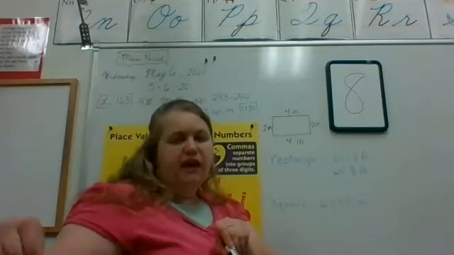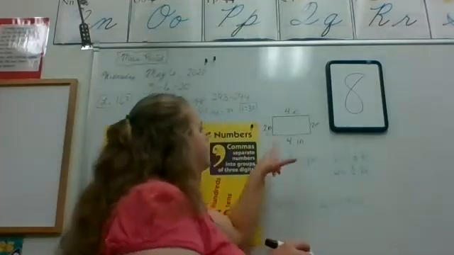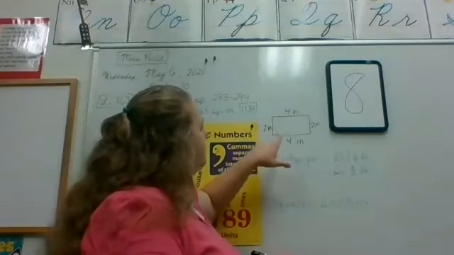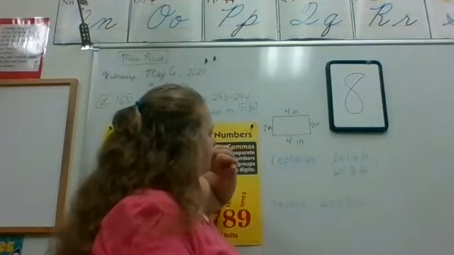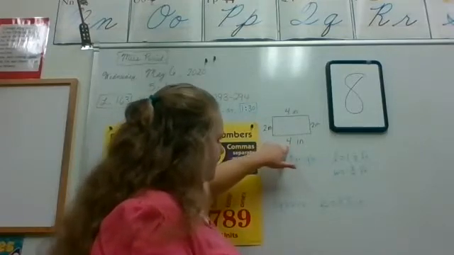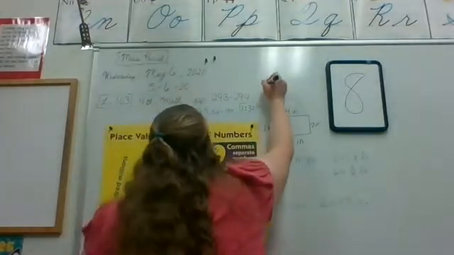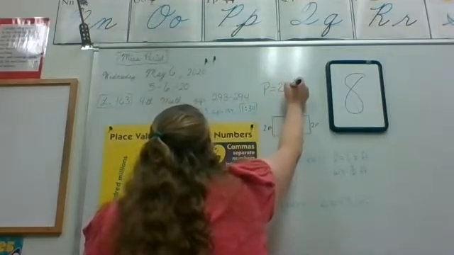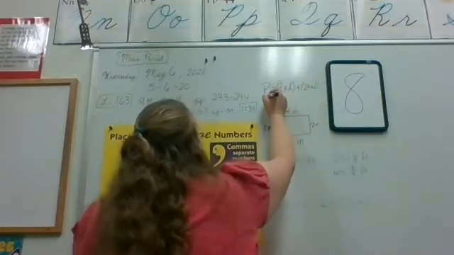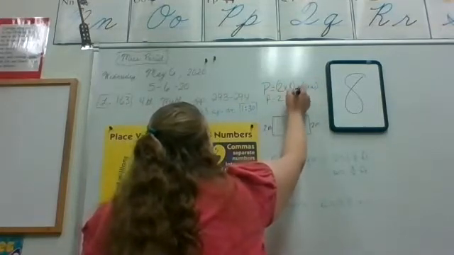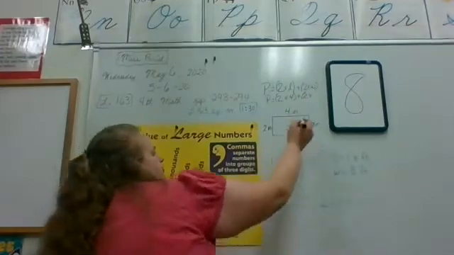Remember, that is P equals 2 times L plus 2 times W, okay? So 2 times L, which is the length, which is this one, which is 4 inches, so 2 times 4. So we're gonna have our formula P equals 2 times L, in parentheses, plus 2 times W, in parentheses. P equals 2 times 4, plus 2 times, what's the other length? 2, very good, all right.